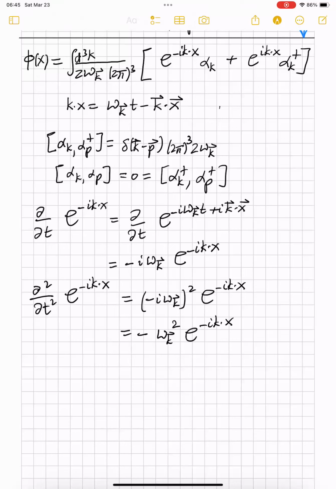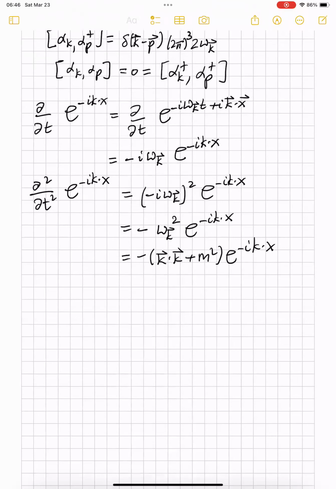Do you remember what ω_k was? It was the square root of k dot k plus m squared. So we could actually write this as minus (k dot k plus m squared) e to the minus i k dot x. Good.